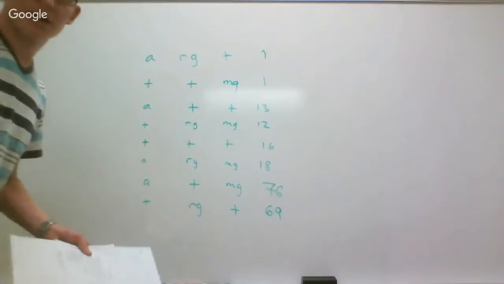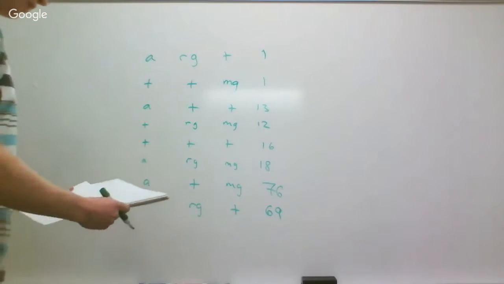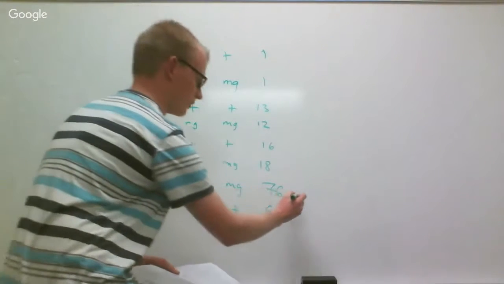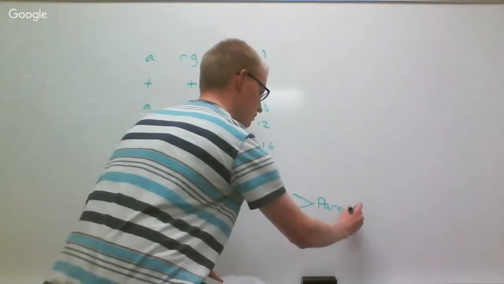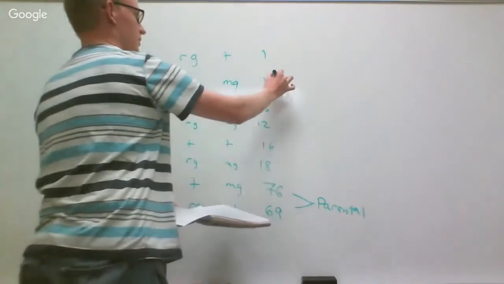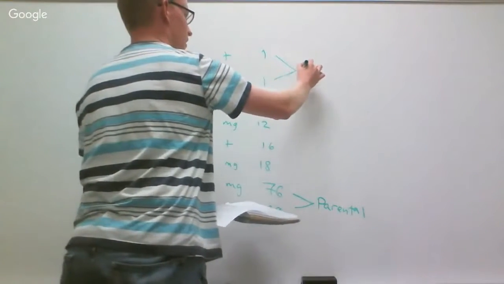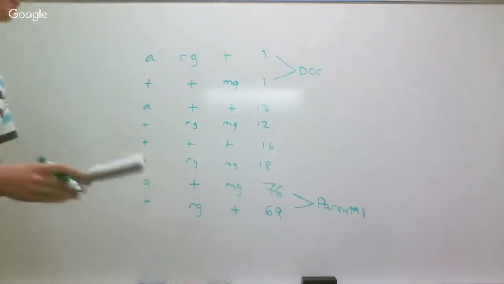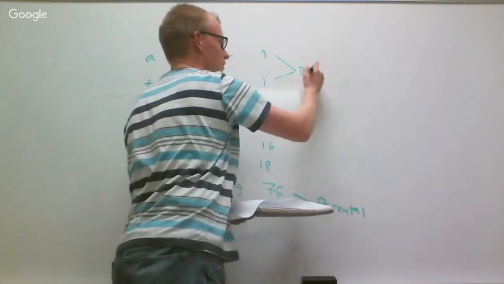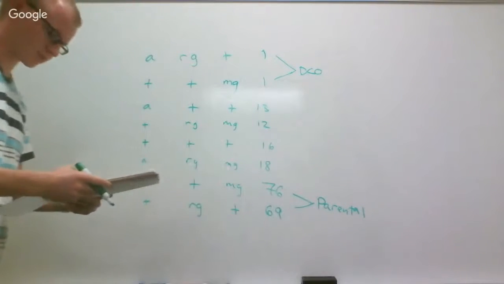Okay, so you can see that our 2 largest categories are down here at the bottom, and these are going to be our parentals. And then our 2 smallest categories are up top, and these are going to be our double crossovers, or DCOs.